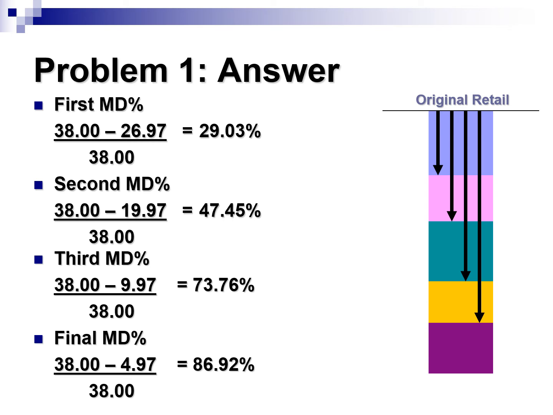For the final one, we are now selling the sweater for only $4.97, so that will be the lower retail price in the formula. 38, the previous retail, minus the lower retail, $4.97, divided by 38, the previous retail, gives us a markdown percent of 86.92%. So basically we have gone through the markdowns. The initial markdown was 29%, then it went up to 47.45%, then 73.76%, and then 86.92%. Eventually, the final price was with a markdown of 86.92%.